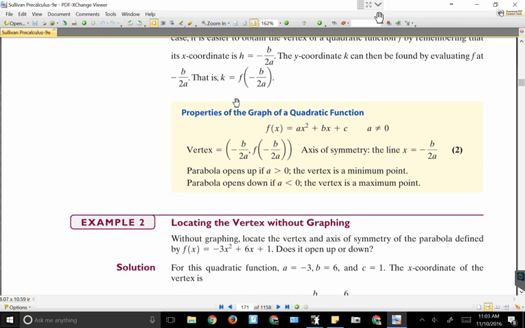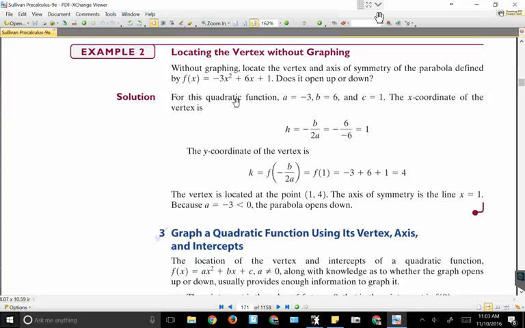Negative b over 2a. Now, if you've got that value, you can just as well plug that into the equation. It'll spit back out where your k is, or, in this case, the other part of the variable where the vertex is. Okay? So, locating the vertex without graphing.